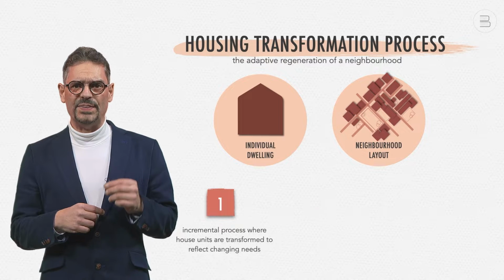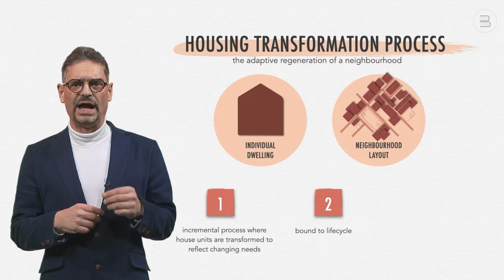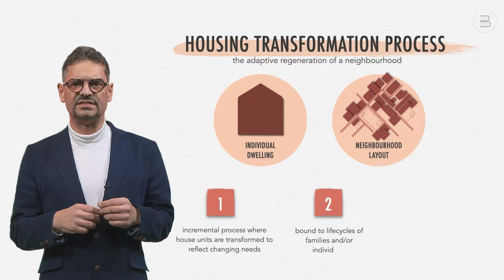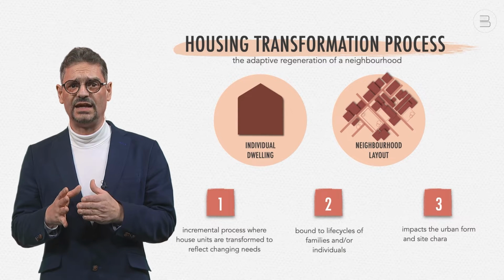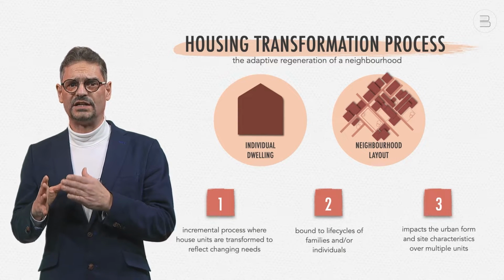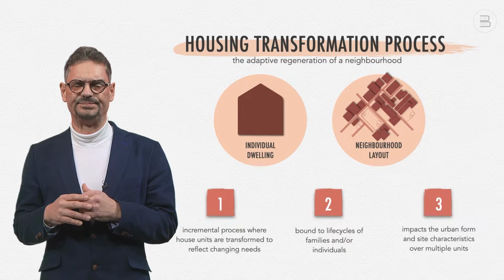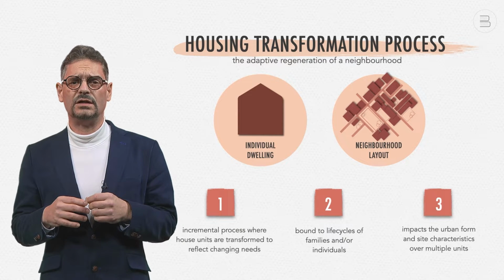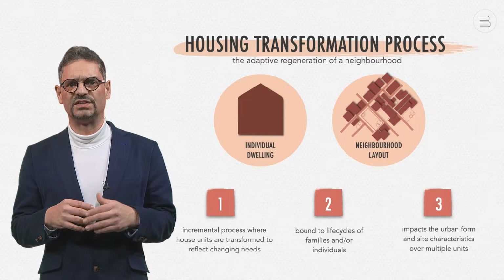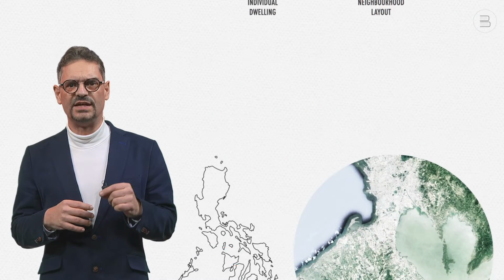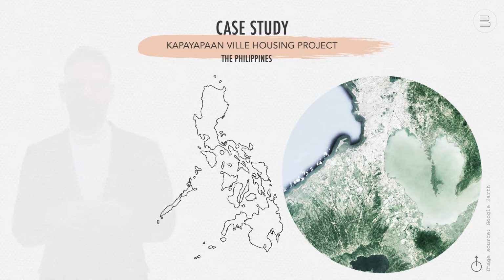And when this process takes place among a considerable number of units, it will impact the urban form, land use characteristics of the site layout, thus involving transformation beyond the dwelling. But now, let's talk about the case study itself and see how the transformation process took place and which lessons can be drawn from it.